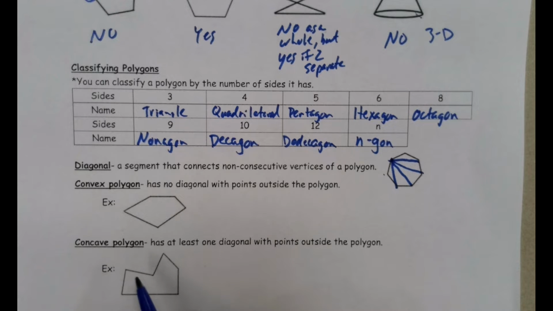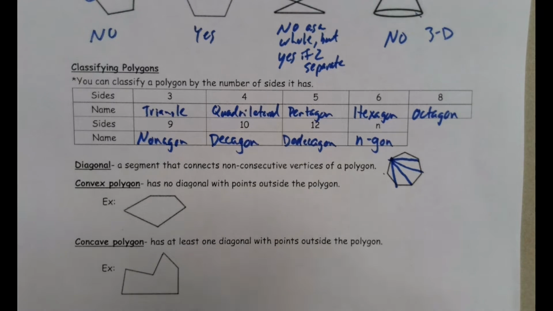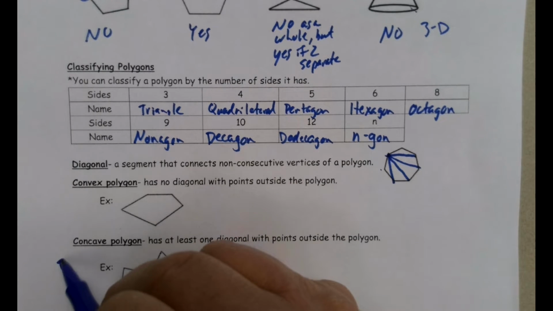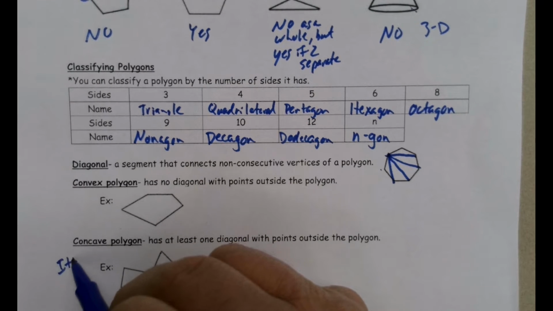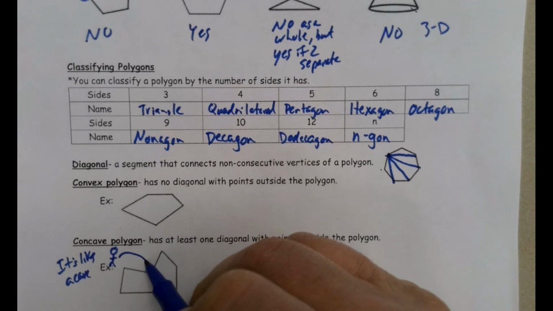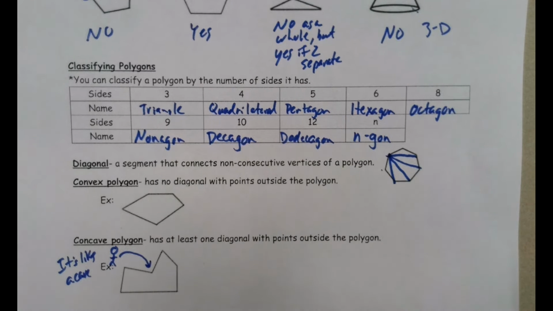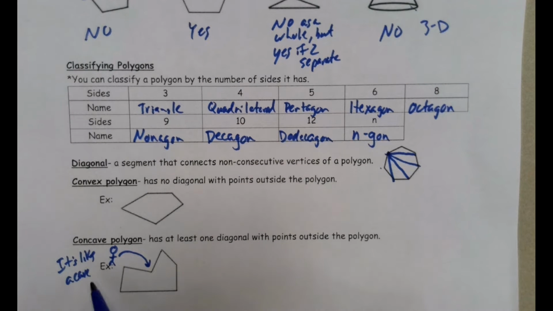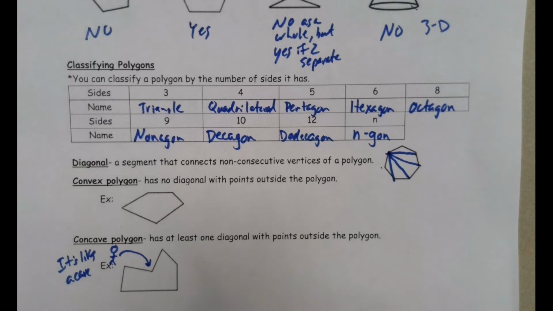A concave polygon has at least one diagonal with points outside the polygon. So if I did one from here to here, I'd have points outside the polygon. It's like a cave. Concave. Imagine a little dude here, walks in here, goes into the cave. Not a real good definition for it. This would be the much better definition, but just an easy way to think about it.